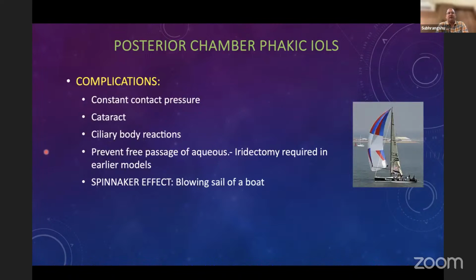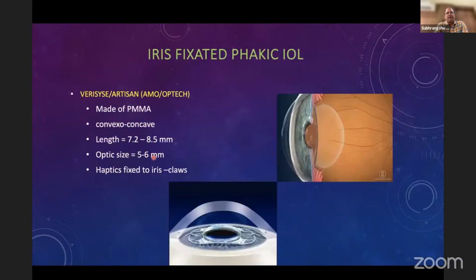Complications, of course, prevention of free passage of aqueous was one of the most important complications that initial models faced. PI had to be done in those cases. Nowadays, ICLs have improved a lot. There are holes in the optics which allow free flow of the aqueous. Now, iris fixated phakic IOLs, the Verisyze and the Artisan ones made of PMMA, as we have discussed these lenses.